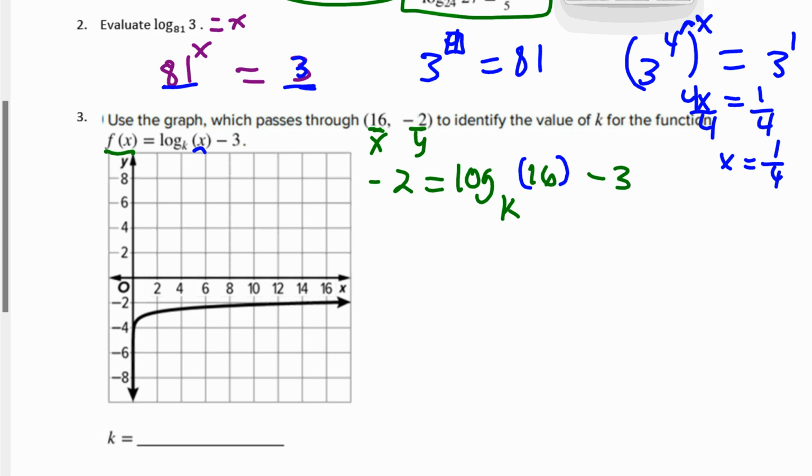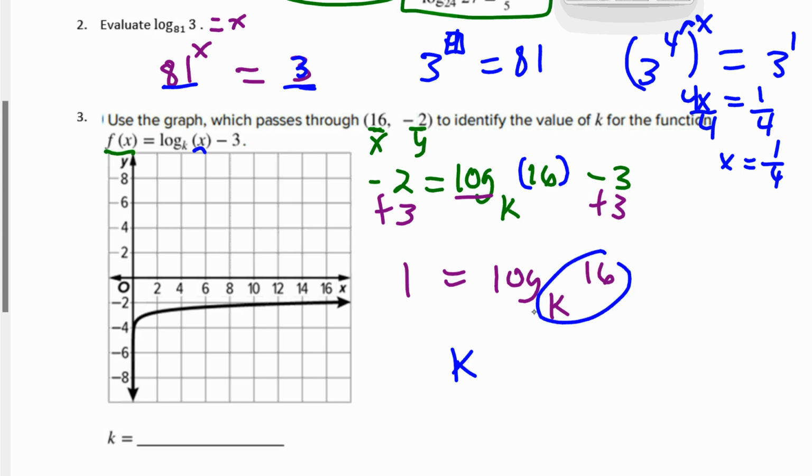And so now I can just solve this by getting the log by itself first. So I add 3 to both sides. So I get 1 is equal to log base k of 16. Now I can switch just like I did the previous problems, right? Base of the log is the base of the exponent, and whatever's on the same side is no longer on the same side. So that means the answer of the log is the exponent. Now I can solve this problem, right? K raised to what is 16?